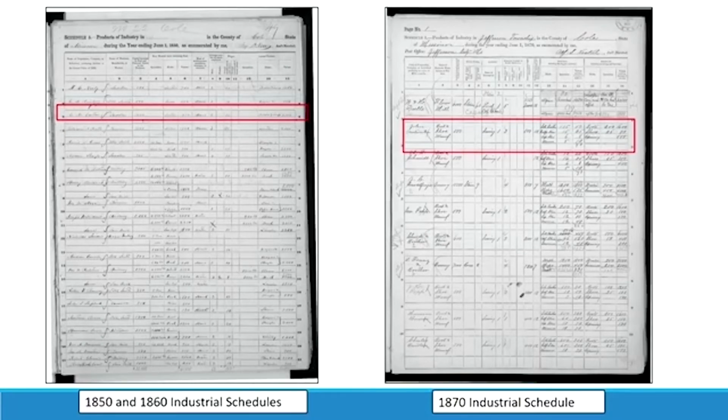So these are what the 1850 and 60 and then the 1870 industrial schedules look like. They are pretty similar, although 1870 has a little bit more information, but it's across 1 page and they cover a couple lines each. So the fields include the name of the corporation, the company or the individual, the type of product, the raw materials used, information about the type and amount of labor, and the total annual product and value.